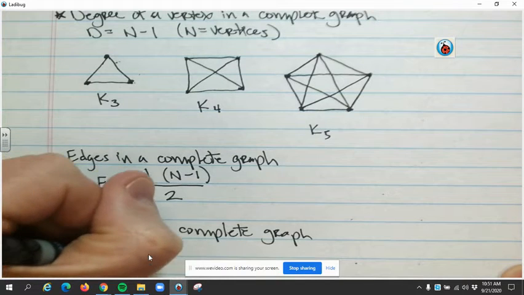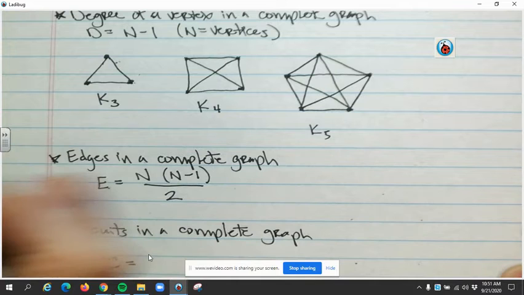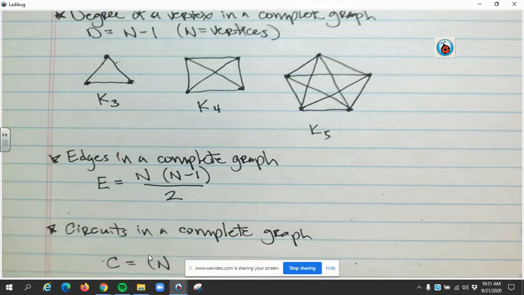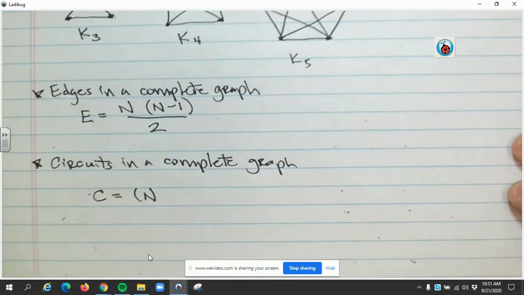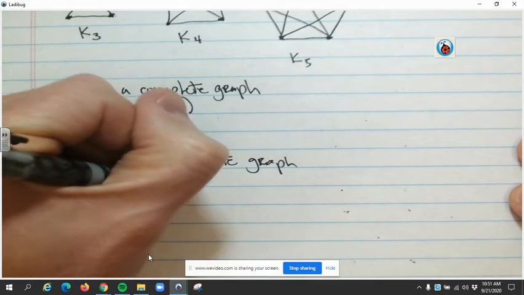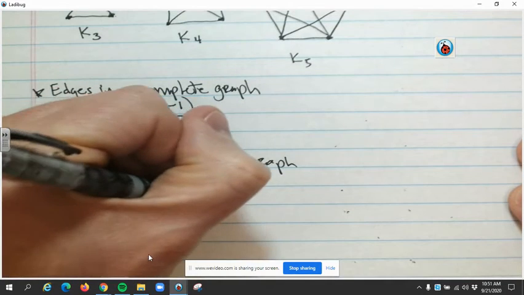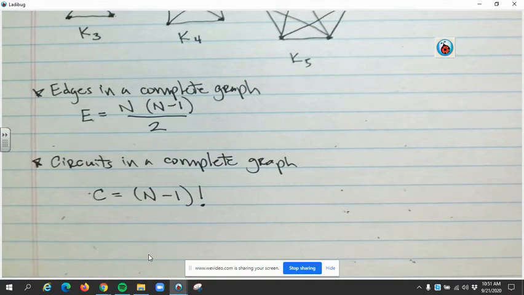I'll use a C for circuits. Your formula is N, remember it stands for vertices, minus 1, factorial. So let's look at those last 2 and figure out questions that may have to do with that.